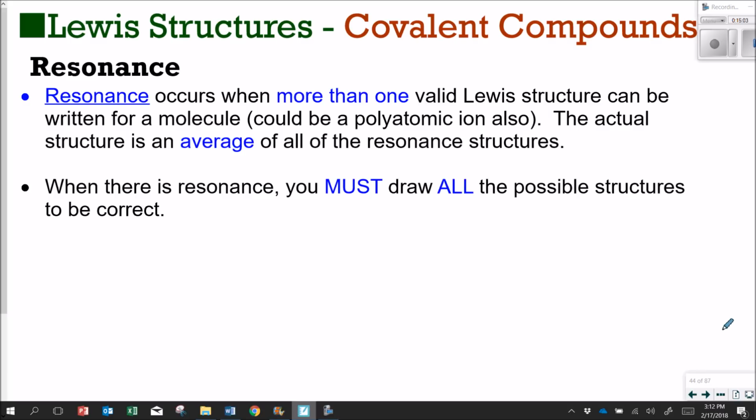Resonance occurs when more than one valid Lewis structure can be written for a molecule. It could also be for a polyatomic ion. The actual structure is an average of all the resonance structures. So when there is resonance, you must draw all the possible structures to be correct.